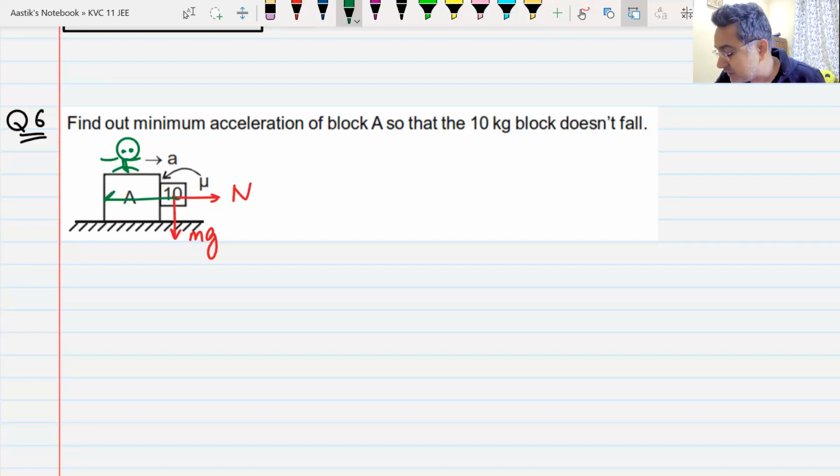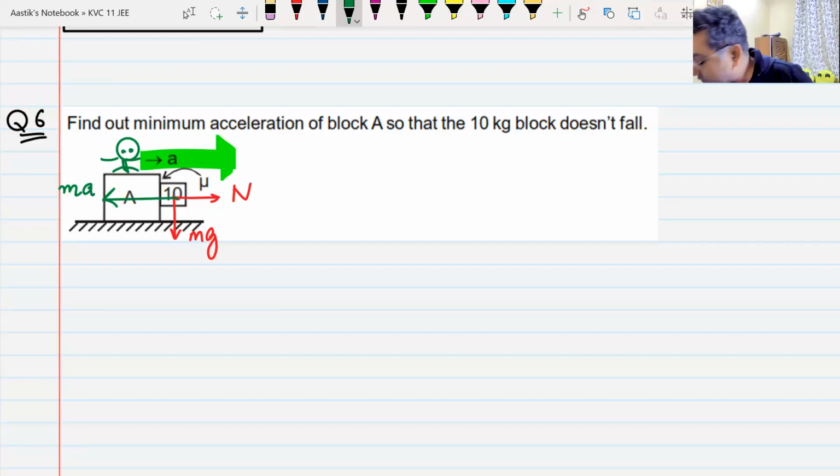I hope you remember this hero, the pseudo force. And this pseudo force will be in the backward direction, because your acceleration is in the forward direction. So apply a pseudo force m into a in the backward direction. From what I see now, there is normal reaction here, there is ma here, there is mg here.